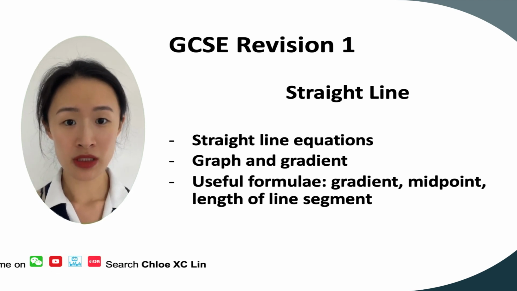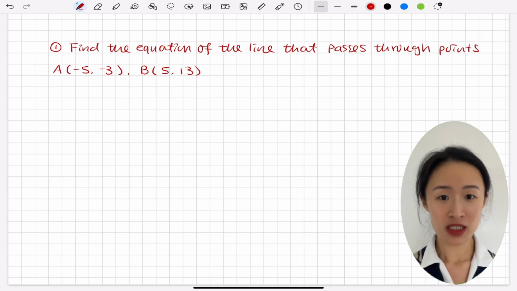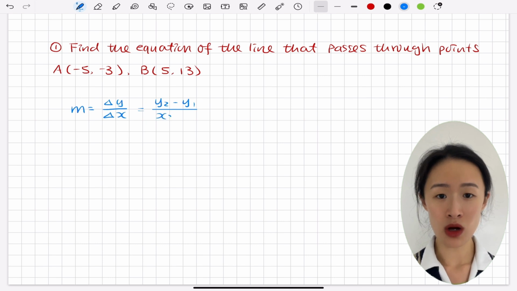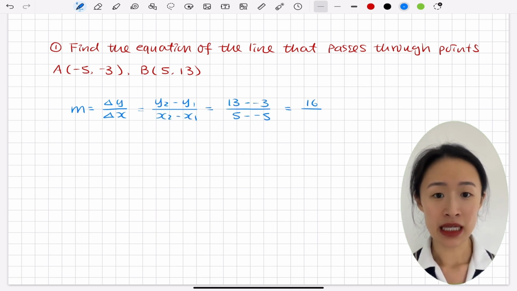Please do pause the video, have a go, see if you are able to work out the answer. So the first question asks us to find the equation of the line that passes through these 2 points. I need to work out the gradient. And what we need to do is to find the difference in y over the difference in x. So in this case, m is 8 over 5.